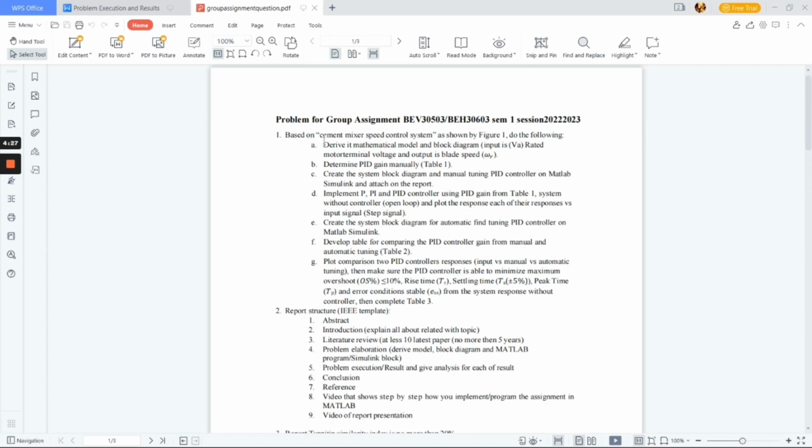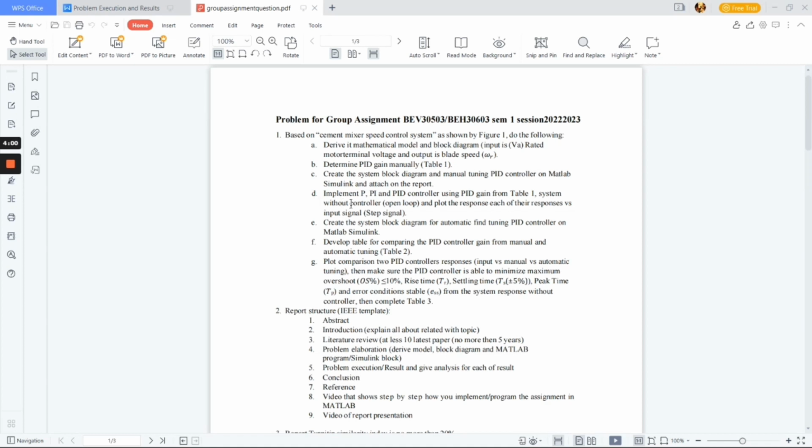Question first. Based on the Siemens mixer speed control system as shown in figure 1, do the following. Derive its mathematical model and block diagram. Second, determine the PID gain manually. Third, create the system block diagram and manual tuning PID controller on MATLAB, simulate it and attach it to the report.